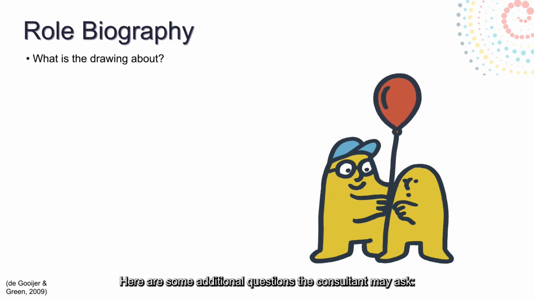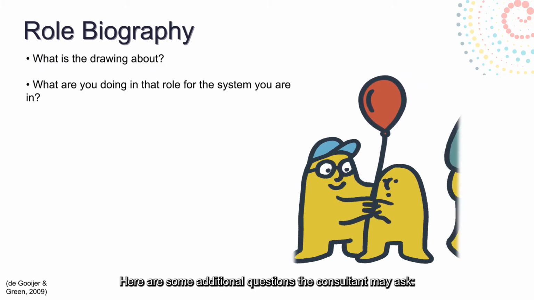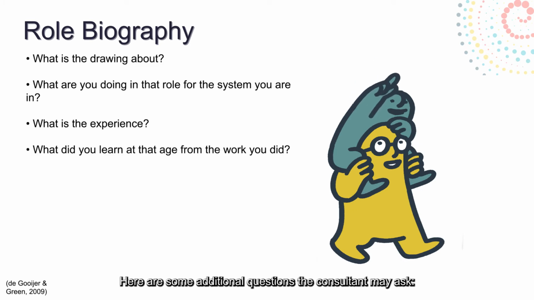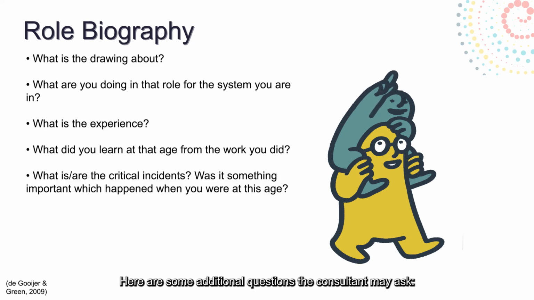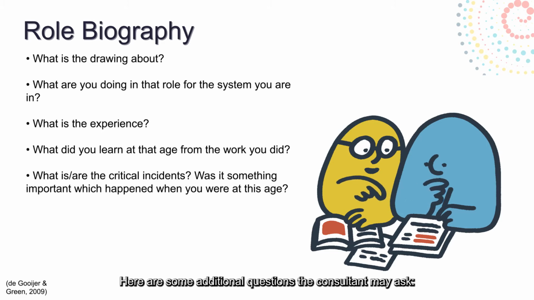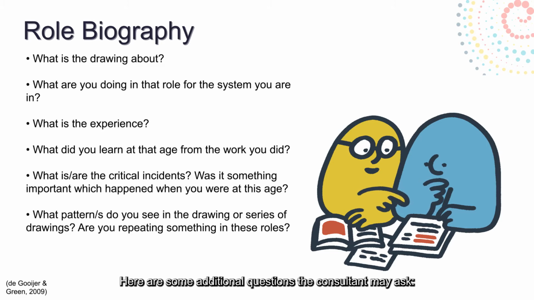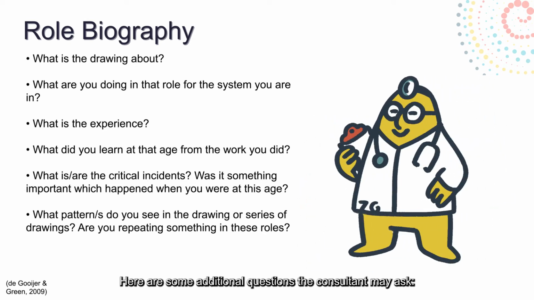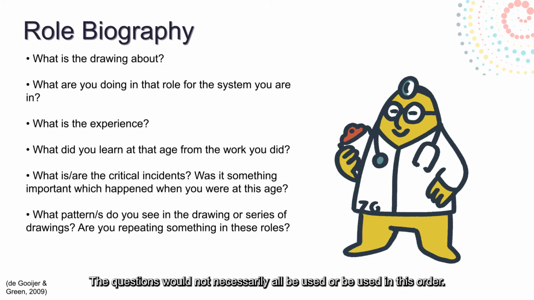What is this drawing about? What are you doing in that role for the system that you were in? What's the experience you had? What is it you learned at this age in the work you did? What are the critical incidents? What important thing or things happened when you were at this age? What pattern or patterns do you see in the drawing or in the series of drawings? Are you repeating something in each of these roles? The questions would not necessarily all be used or be used in this order.